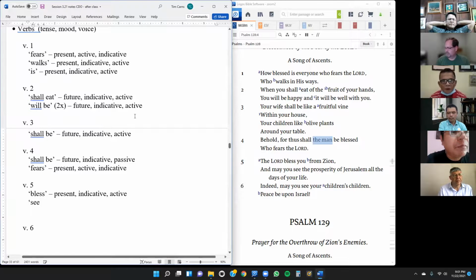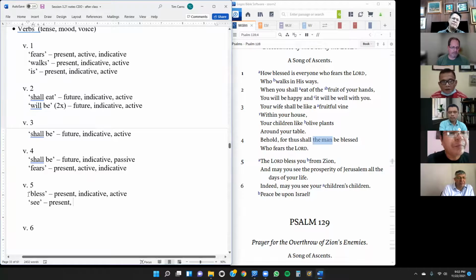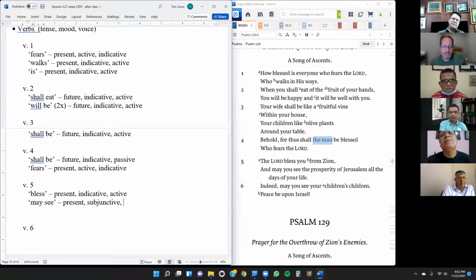And you may see, present. And then from the word may, subjunctive. Yes, very good. It's actually, yeah, may you see. So we should put may see together. This is actually a prayer, right? So we don't know the answer to the prayer. But it's a request, so there's some uncertainty. All right, very good.